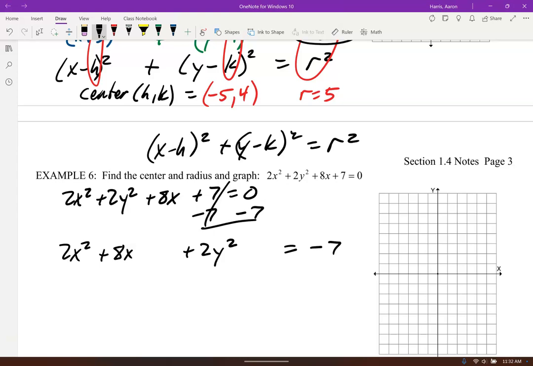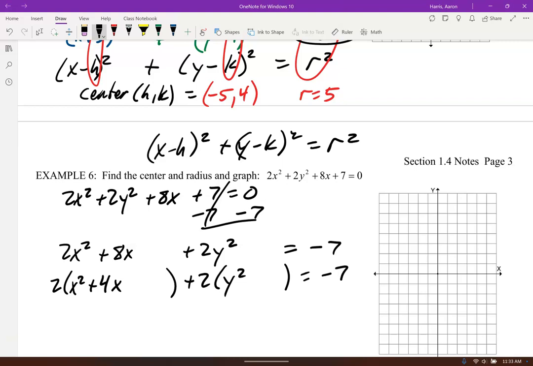Now, notice I have 2x squared. If you have that 2 in front right there, you gotta factor that out because I can't have anything in front. I need a 1 in front of my perfect square. Okay, so what I'm gonna do is factor out a 2 from both of these and then leave this space there. And same thing with the y squared, factor the 2 out, and that's just y squared, space, equals negative 7.